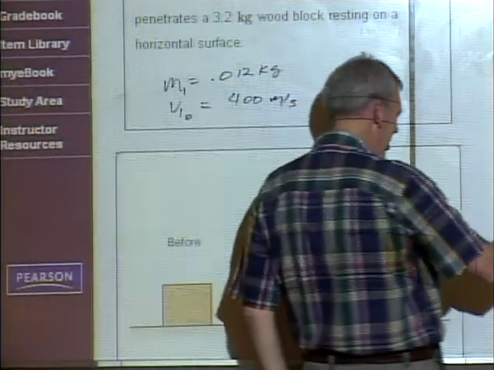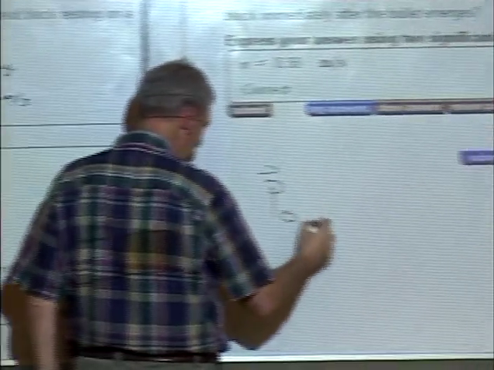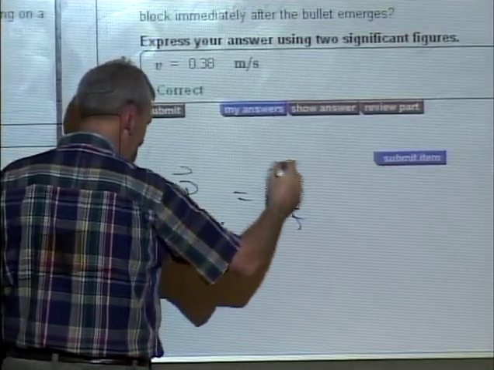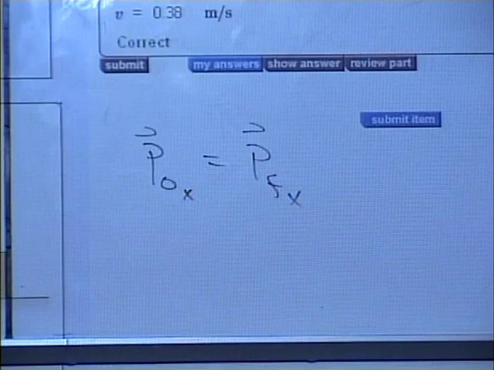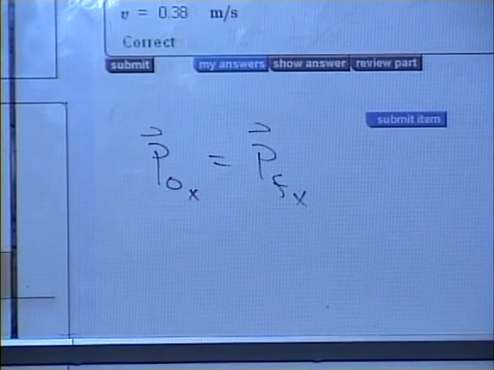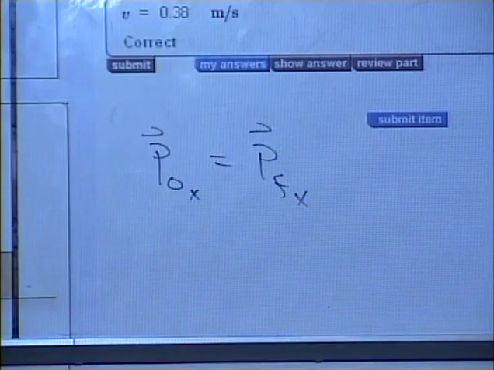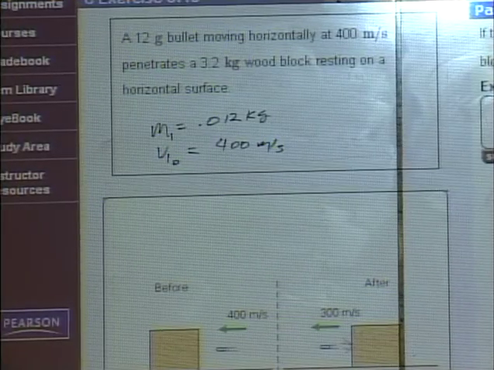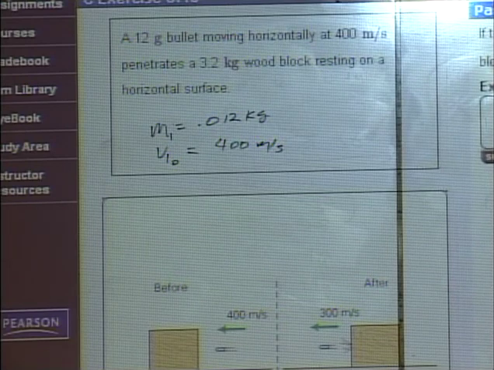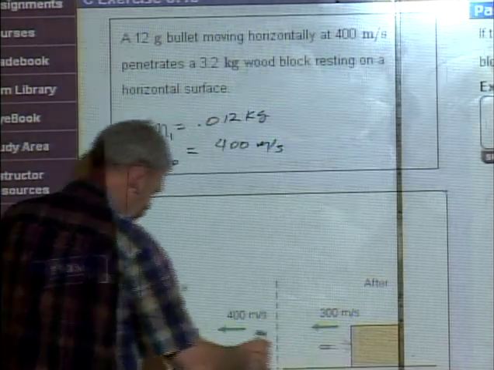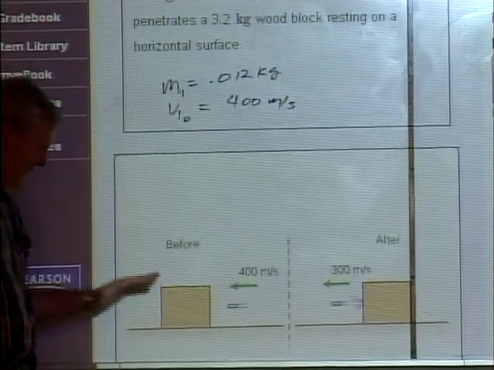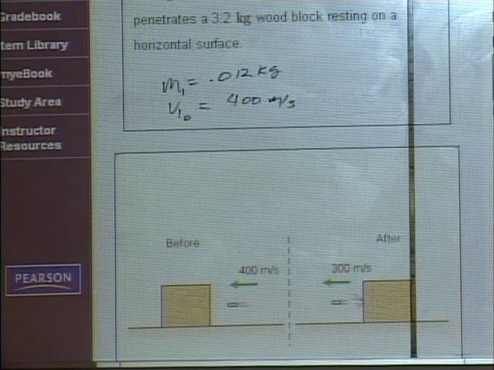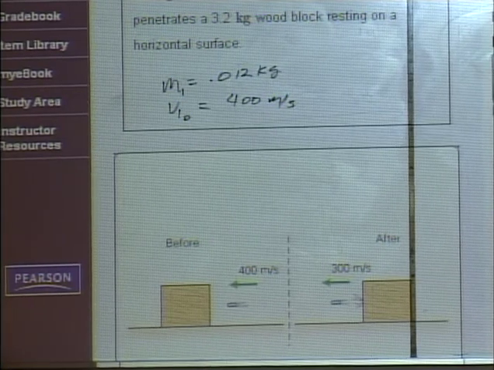The key to these problems: the momentum before in the x direction equals the momentum afterwards. And momentum is mass times velocity of all the things that are moving, or the things that are stationary too. But if they have no velocity, then their momentum is 0. Okay? Now, this bullet goes through here. Before it's going through there, it's going at 400 meters per second. And then afterwards, I want to make everything go this way so I've got all positive numbers. And then it slows down to 100 meters per second.